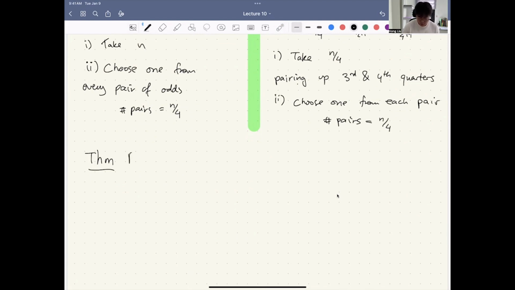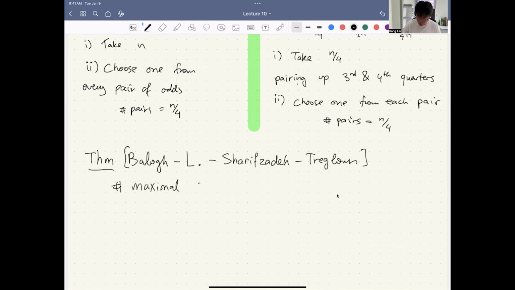This is Balog, myself, Sharif there, and Andrew Treglong. 10 years ago, we proved that the number of maximal sum-free sets in [n] is 2 to the n over 4 plus little o(n).